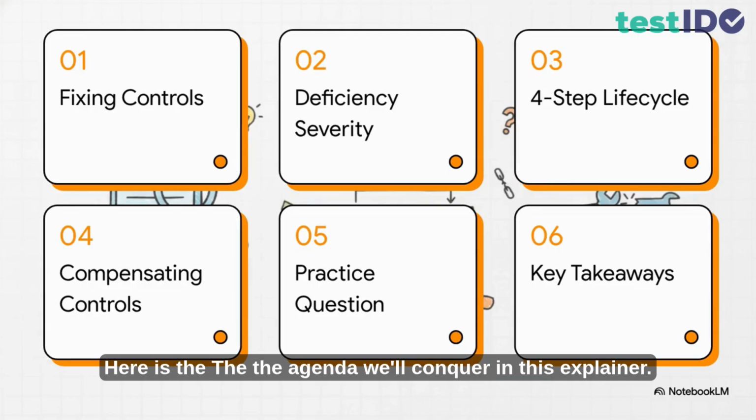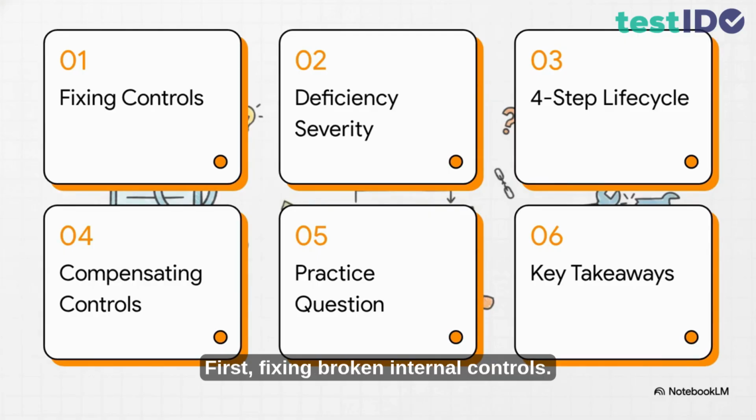Here is the agenda we'll conquer in this explainer. First, fixing broken internal controls. Second, grading the deficiency severity. Third, the four-step remediation lifecycle. Fourth, using compensating controls. And finally, a CMA exam practice question.